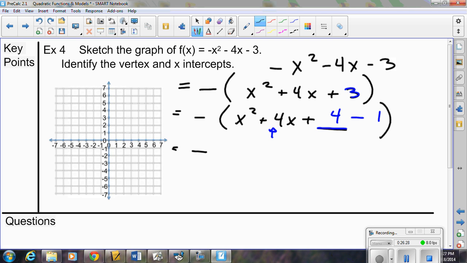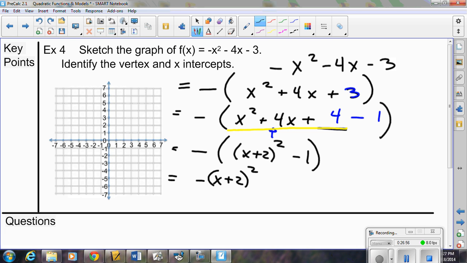Still have the minus, but then these 3 pieces I'm underlining in yellow, those could be rewritten as x plus 2 quantity squared. And we just have our minus 1 on the outside. Distributing the negative across, we'd have negative (x plus 2) quantity squared. And the minus negative 1 would be plus 1. And there we go. We have our standard form.